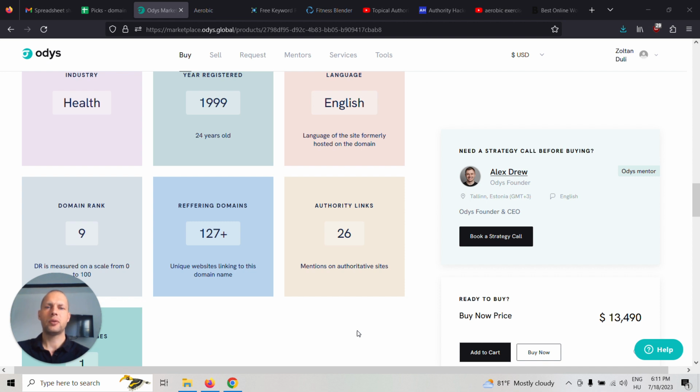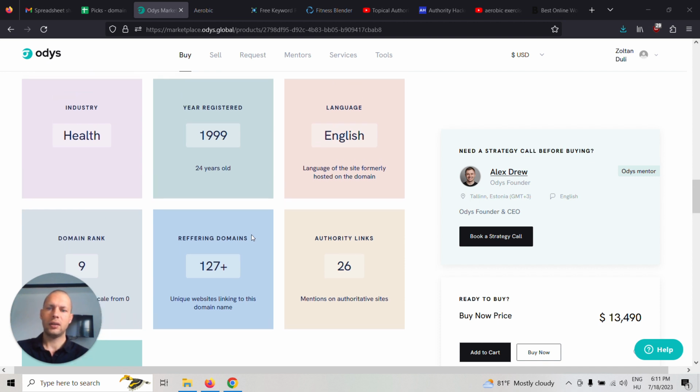Today I want to share some tips with you about using one of our premium aged domains, namely aerobic.org. This is a very brandable domain name. It's a one-word dictionary name with a .org extension. And also it has high authority. It has 26 authority links, more than 100 referring domains, a domain rank of 9, and it's already 24 years old.